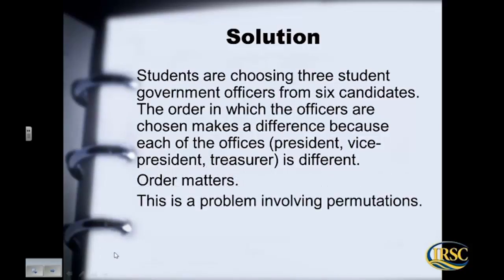In a combination, order doesn't matter. You're just grouping things together, and the order in which the group has been chosen does not change the group itself. So that is a permutation problem because order matters. And that's the biggest thing you want to make note of: order matters, permutation.